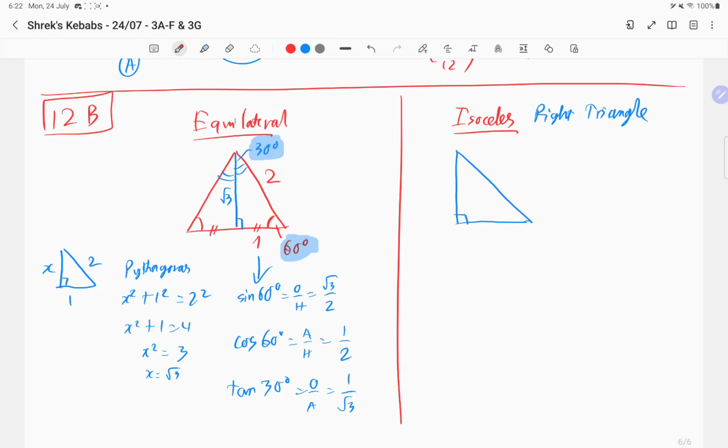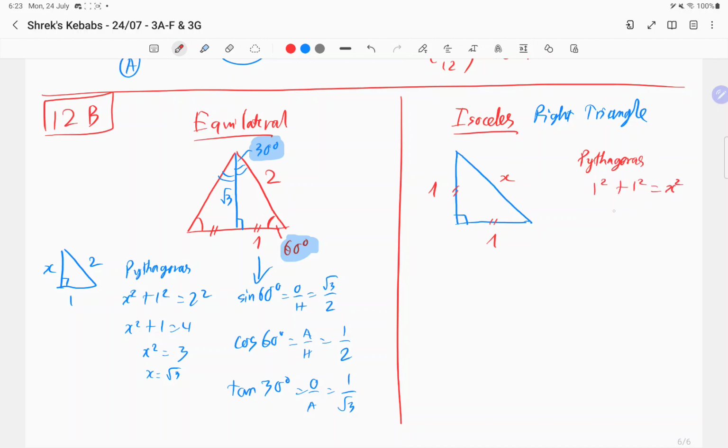Now moving on to the isosceles one. Again, isosceles means these two sides are the same, and to make them simple, I would just say each side is 1. And then using Pythagoras theorem, let's say that side is x, you get 1 squared plus 1 squared equals x squared. So that'll be 2 equals x squared, so x would just be square root 2. So the hypotenuse will be square root of 2. And because it's an isosceles triangle and the one here is 90 degrees, these two angles will be half of that, and they'll be equal to each other, which is 45 degrees.